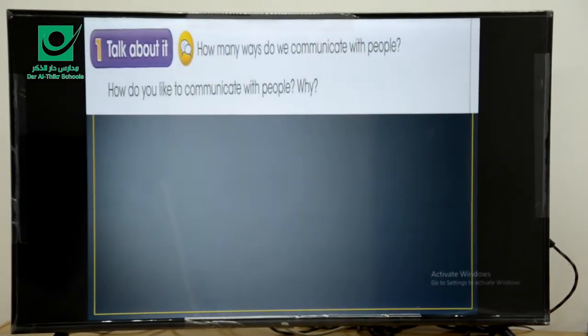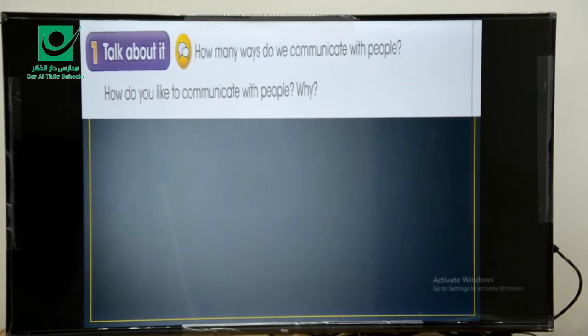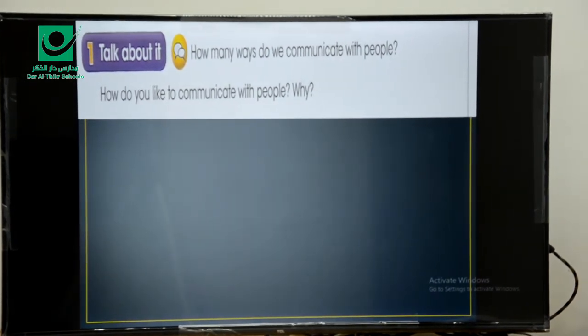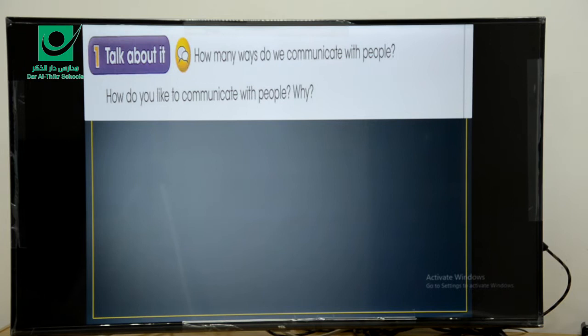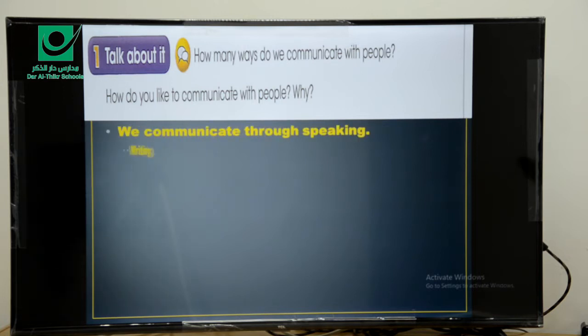So the first exercise, now we say how many ways do we communicate with people? How do you like to communicate with people and why? You know, because we have different ways of communicating with people. They could be like, we communicate through speaking, or we can communicate through writing. It could be body language. And the last thing, it could be eye contact. Yes, so these are different ways of communicating with people.